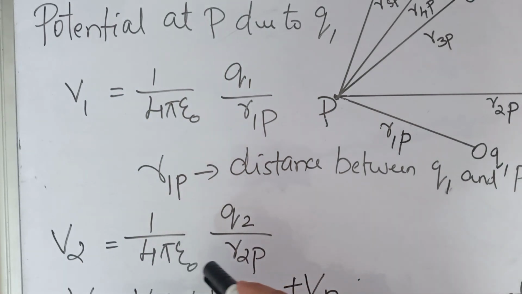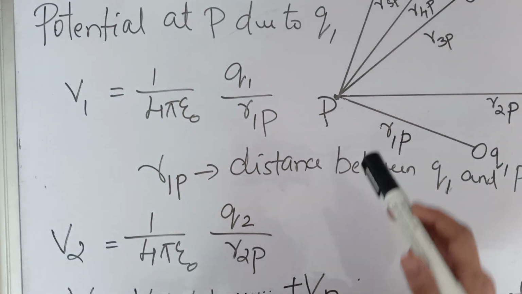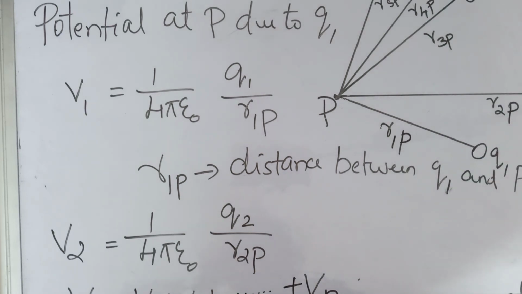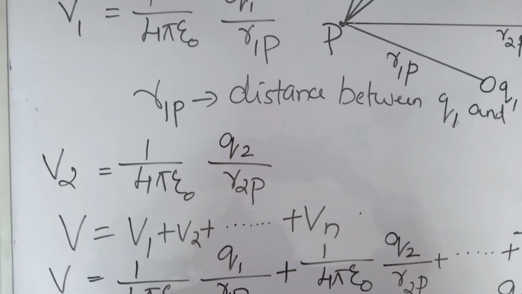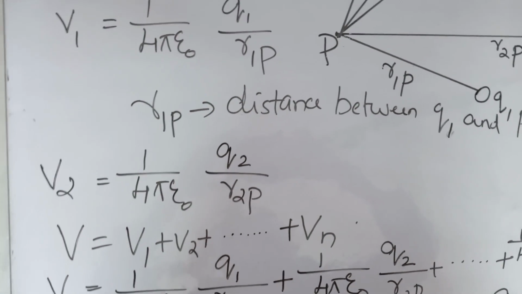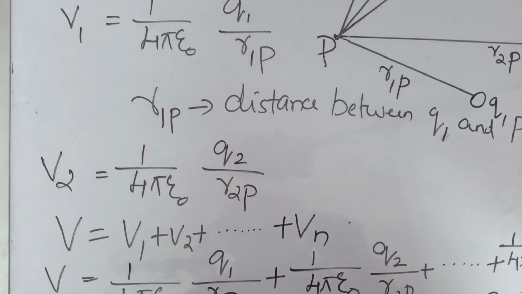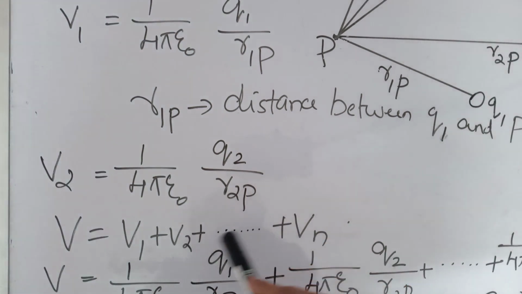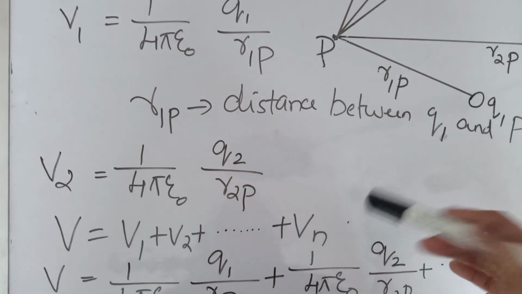Next equation also we can write. How can we write V2? V2 is the potential at P due to charge Q2, so V2 is 1 by 4 pi epsilon 0 Q2 by R2P. So how can we find the total potential? Here V1, V2 are the potentials due to Q1 and Q2 charges. So we can find the potentials due to all the charges and then add them.